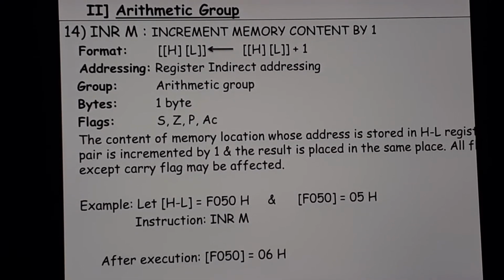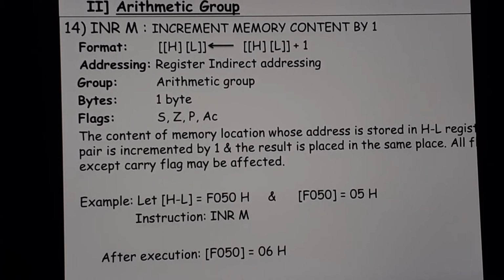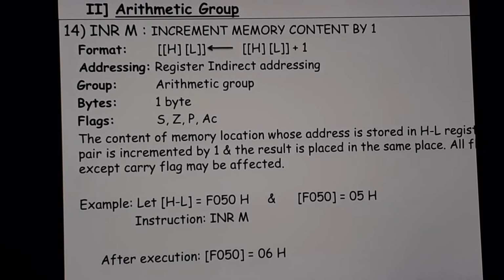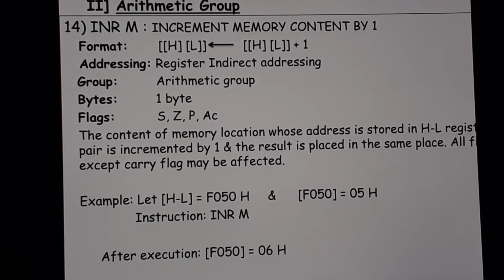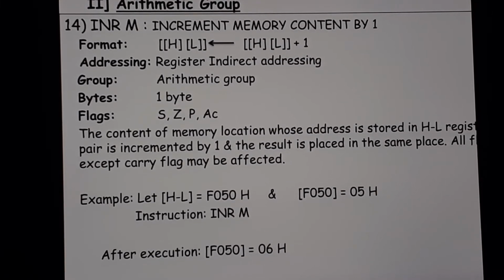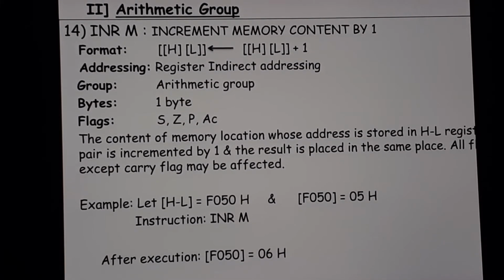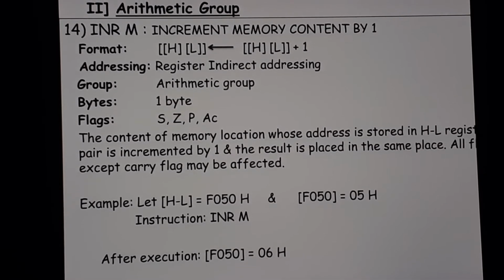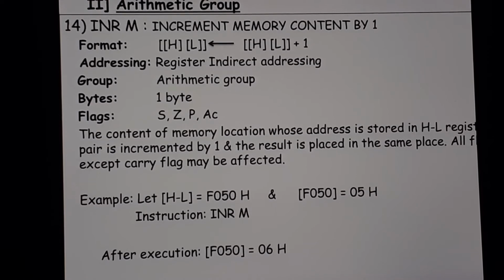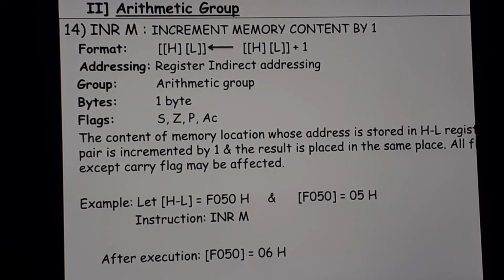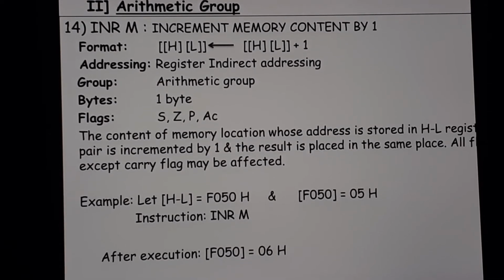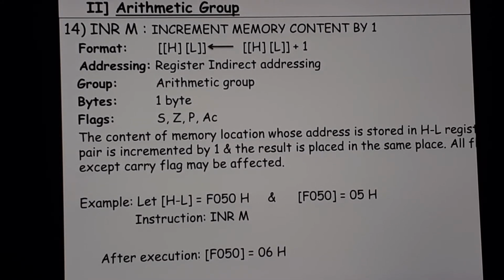The addressing mode is register indirect since there is M. The group is the same, the arithmetic group. Bytes is 1 byte since there is no data present in the instruction. Flags are the same: except for carry, all the other flags will get affected. Now how will you write the explanation or comment? The content of the memory location whose address is stored in the HL register pair is incremented by 1 and the result is placed in the same HL register pair. All of the flags except for the carry flag may get affected.